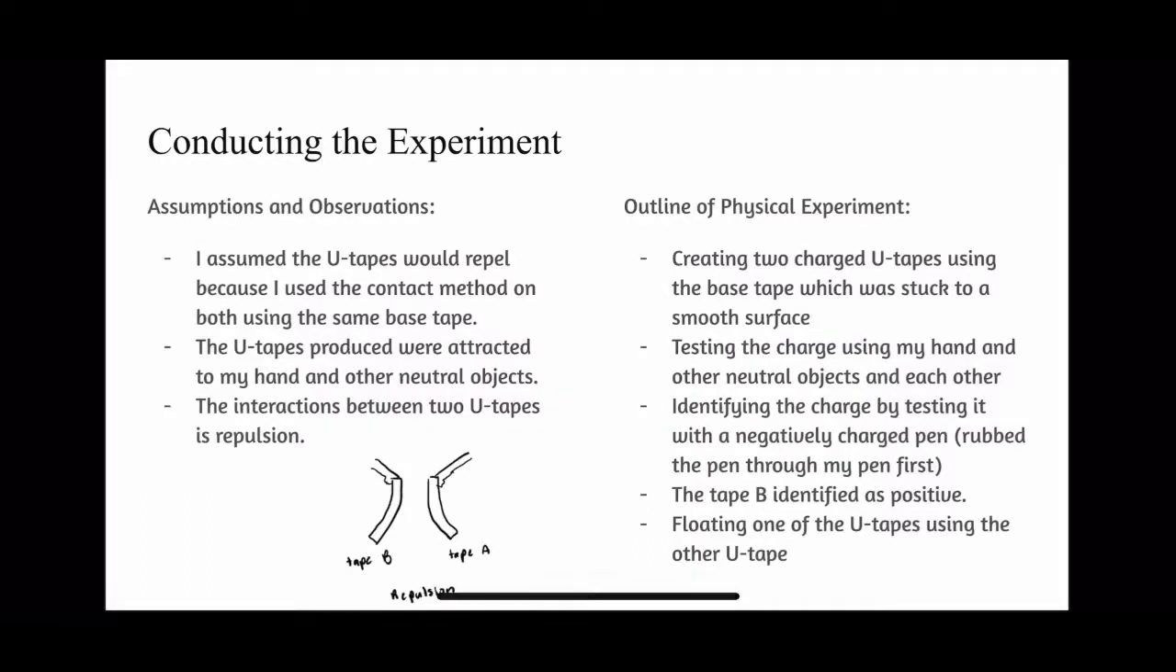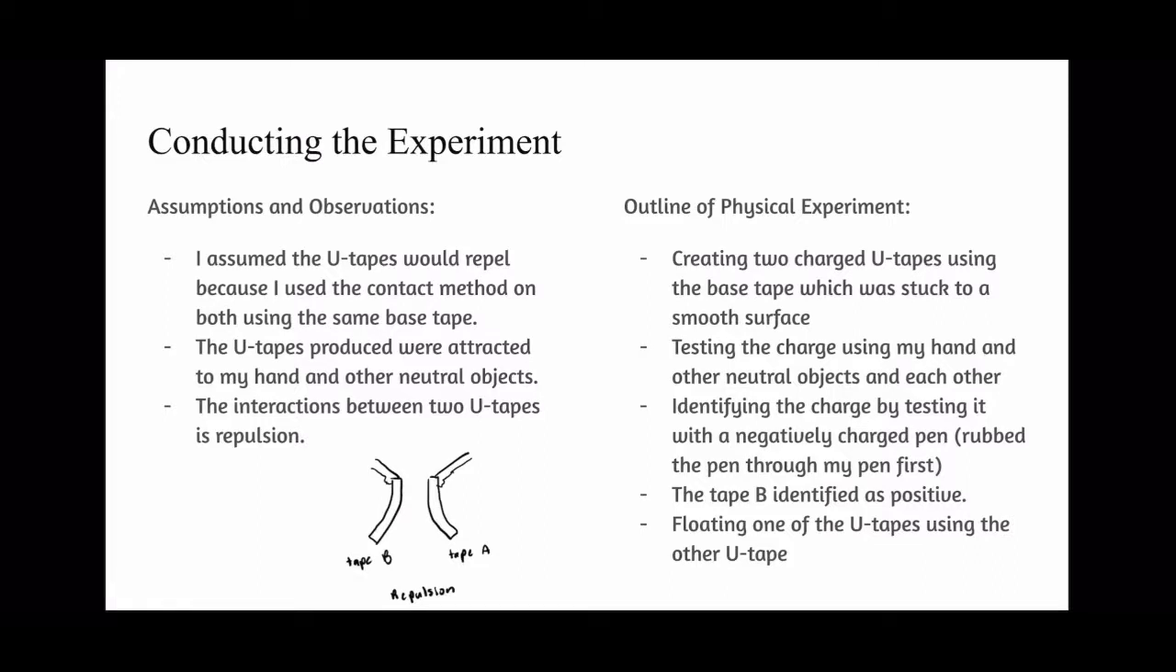Let's introduce the overall experiment and steps. The steps of the lab are to create two charged U-tapes by sticking a tape on top of a flat surface as a base tape and sticking the U-tape on top of the base tape. After ripping the U-tape off, it is charged and ready for the experiment. I assumed that the two U-tapes would repel each other due to the fact that they were produced using the same base tape. I tested and observed that the tapes did repel each other, indicating they were the same charge.